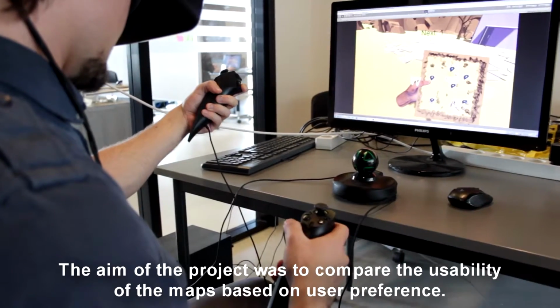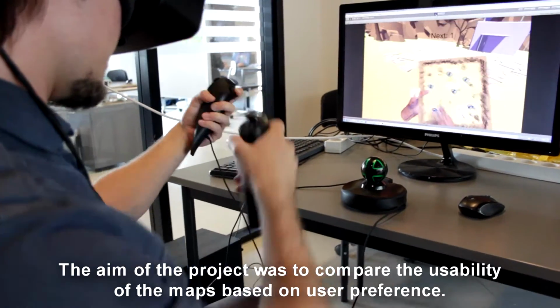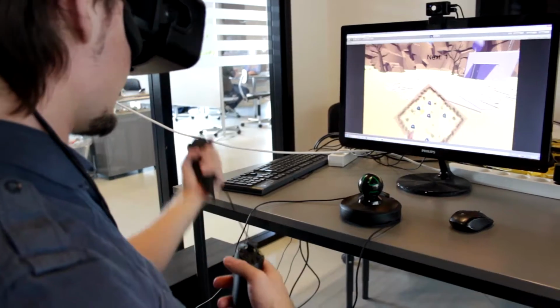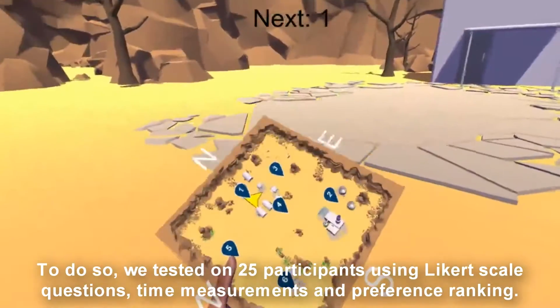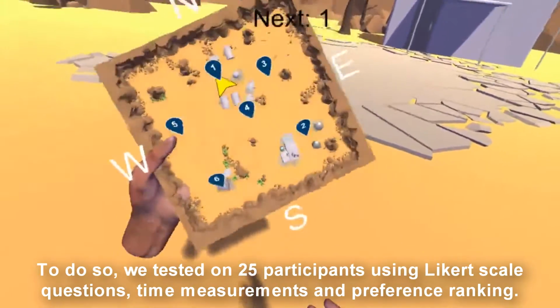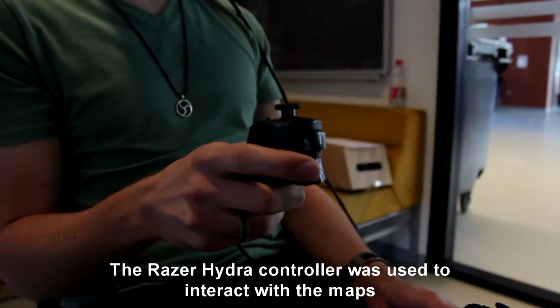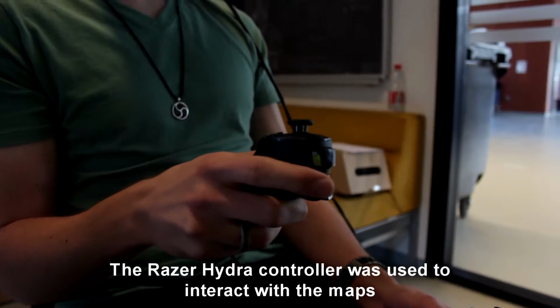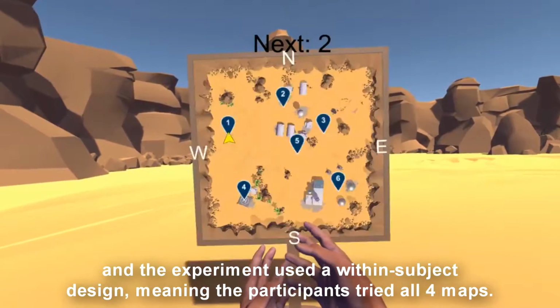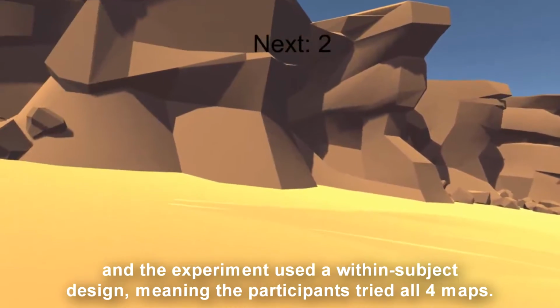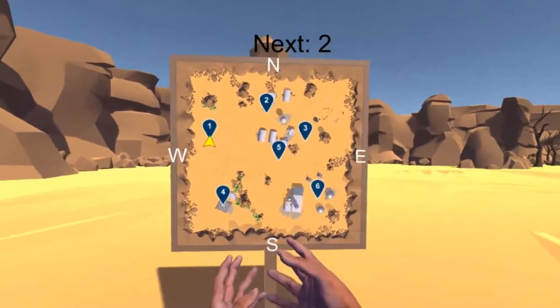The aim of the project was to compare the usability of the maps based on user preference. To do so, we tested on 25 participants using Likert scale questions, time measurements, and preference ranking. The Razer Hydra controller was used to interact with the maps, and the experiment used a within-subject design, meaning the participant tried all 4 maps.